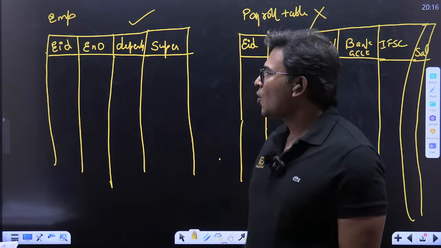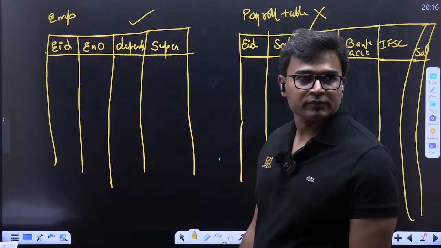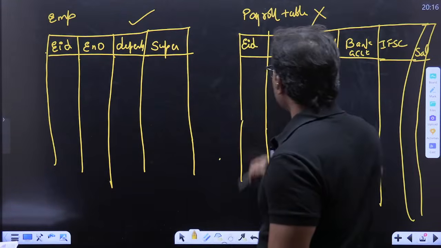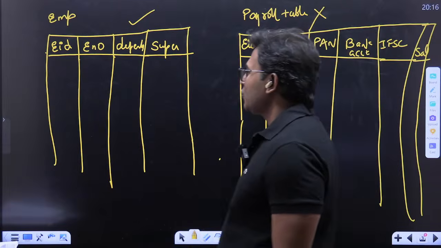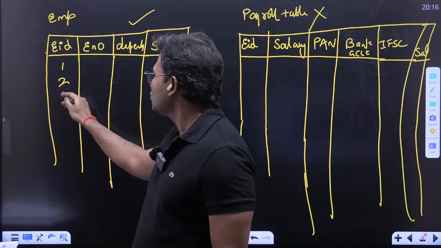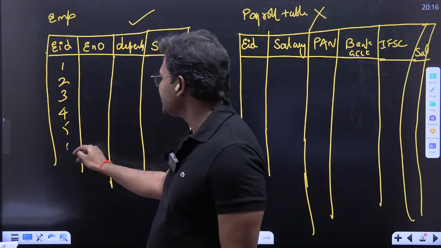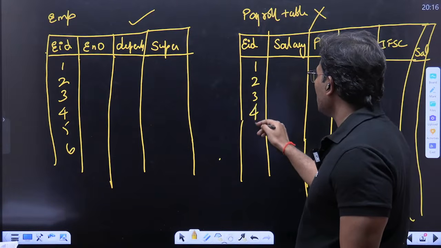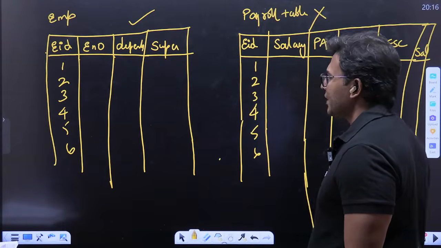Okay, guys, let's get back to this. The employee table is there and the payroll table is there, right? So in employee ID, there are 1, 2, 3, 4, 5, 6, let us assume that. And here also we have 1, 2, 3, 4, 5, 6, six employees, right?